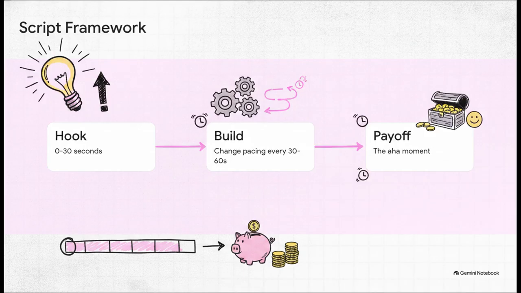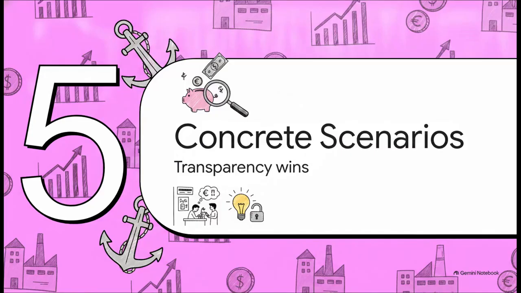But tell them there are 5 steps and visually show them they're already on step 3, suddenly the finish line is right there. Someone who is about to click away will push through just because they can see the progress they're making. And our final stop, section 5, concrete scenarios and transparency.